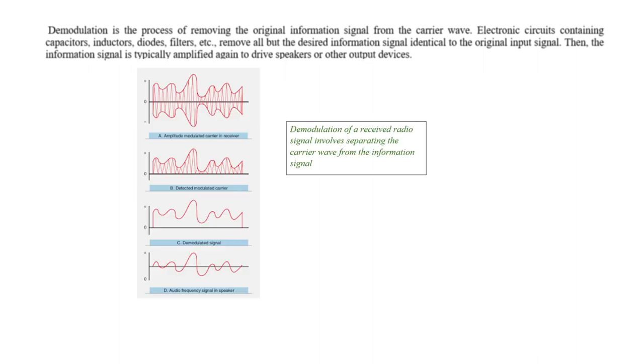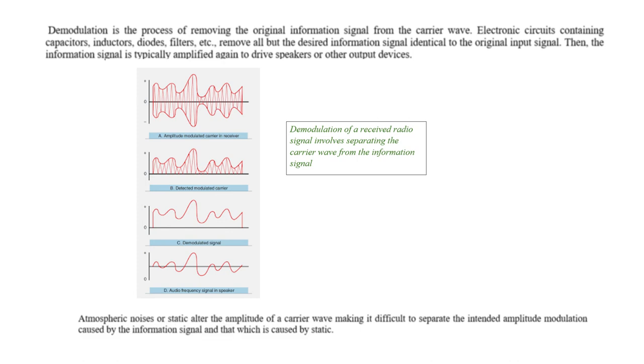Demodulation of a received audio signal involves separating the carrier wave from the information signal. Atmospheric noises or static alter the amplitude of a carrier wave, making it difficult to separate the intended amplitude modulation caused by the information signal and that which is caused by static.